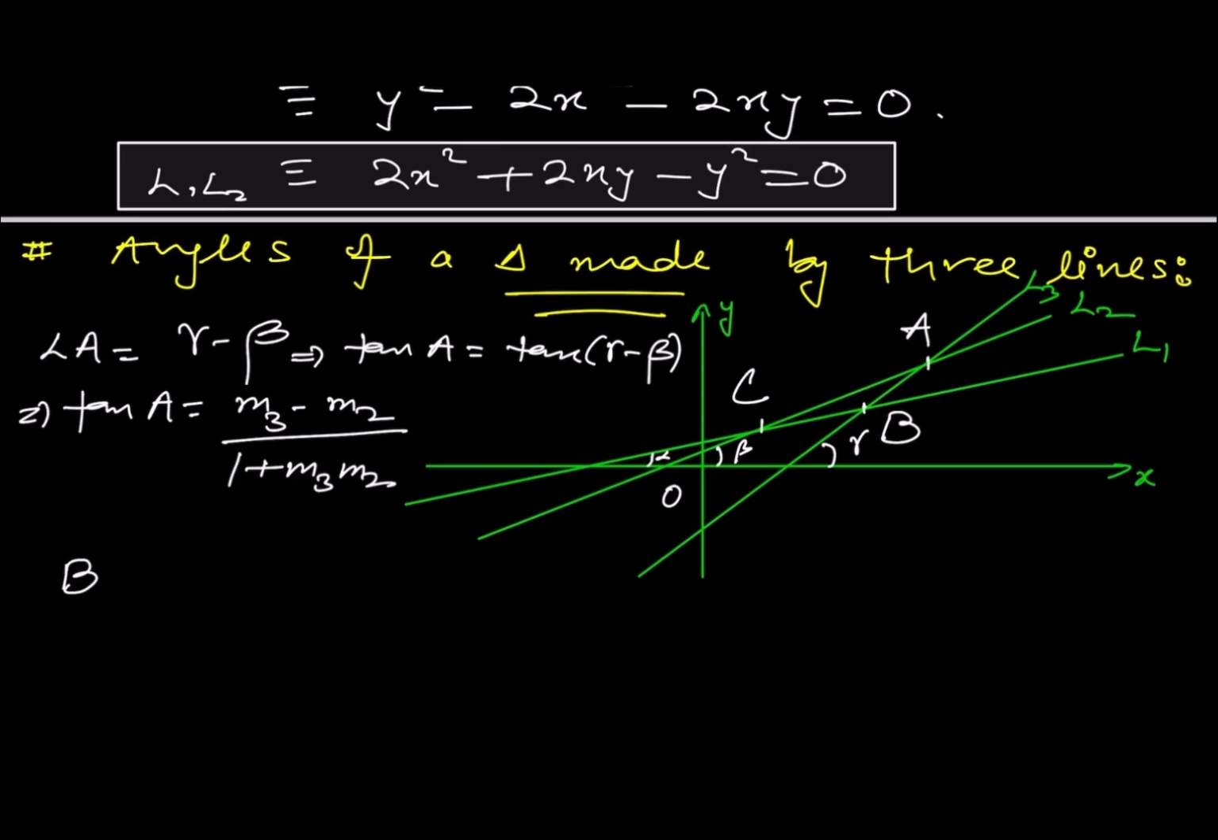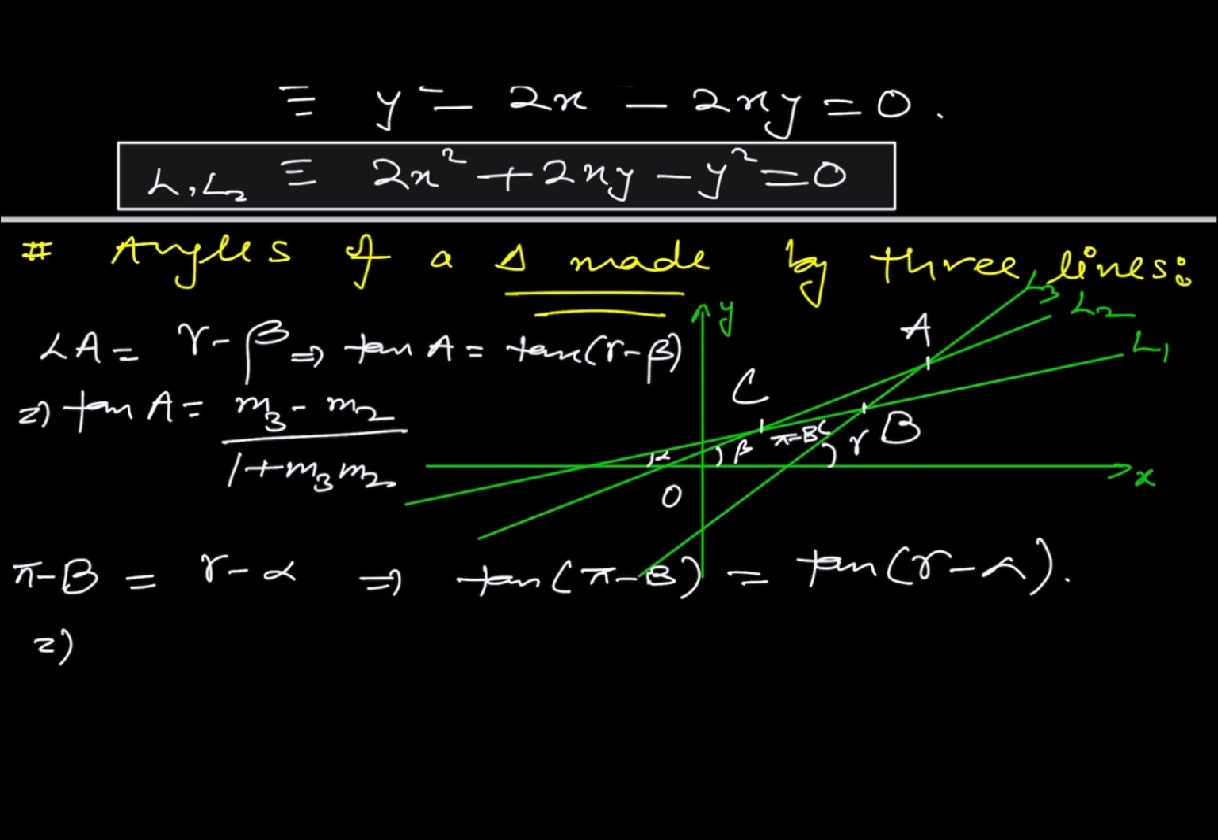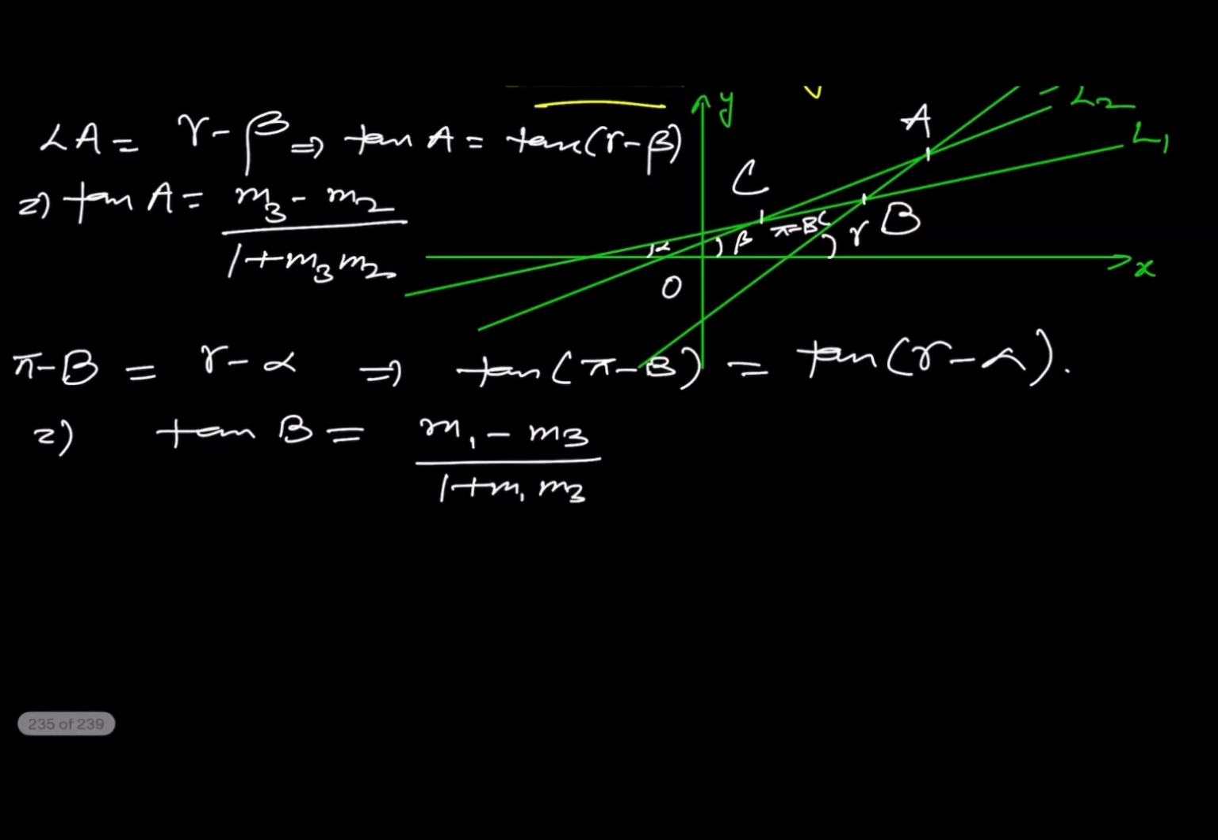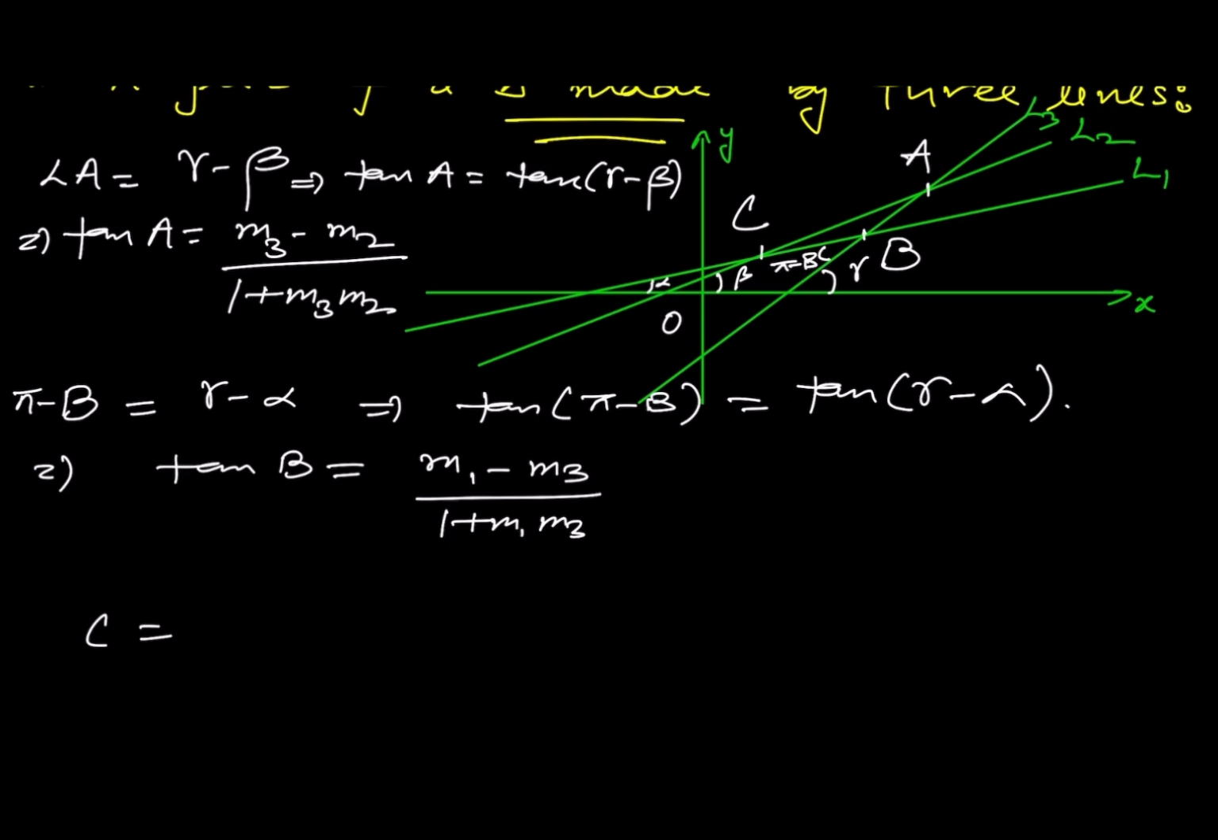Similarly, B is what? Or pi minus B. Pi minus B is what? This is pi minus B, gamma minus alpha. So tan of pi minus B is tan of gamma minus alpha, or tan of pi minus B is minus tan B. So tan B becomes M1 minus M3 upon 1 plus M1 M3, and C is equal to beta minus alpha.